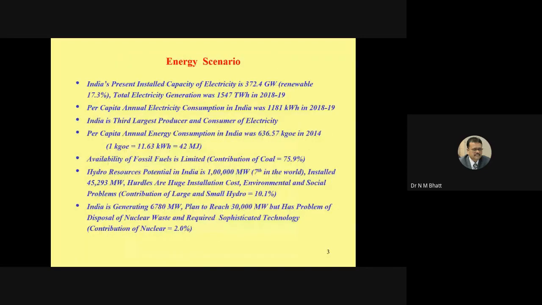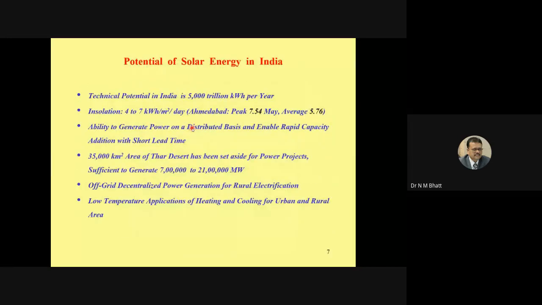You can see that the total electricity generation is around 1,500 terawatt hour. Let's say maybe in 2021 it has increased to 16,000 or 17,000 terawatt hour. Compared to that, the potential of solar energy is much greater. And remember one thing, this is the technical potential. It is not merely written that it is a potential.